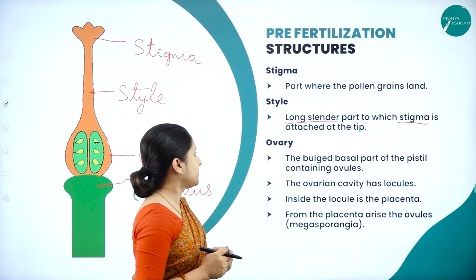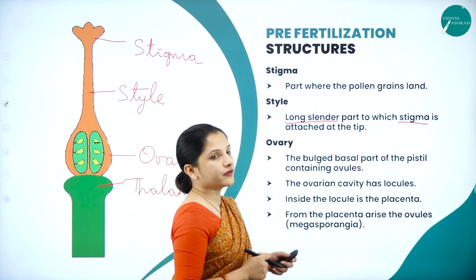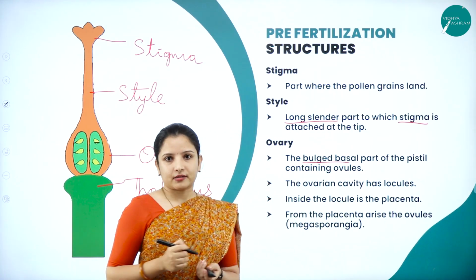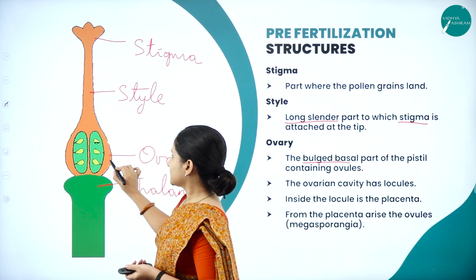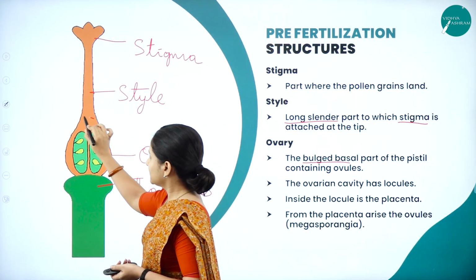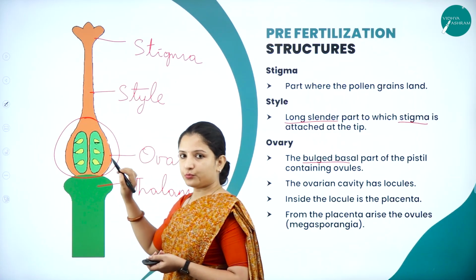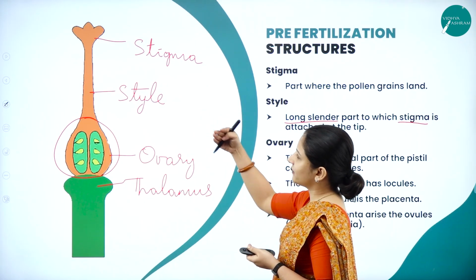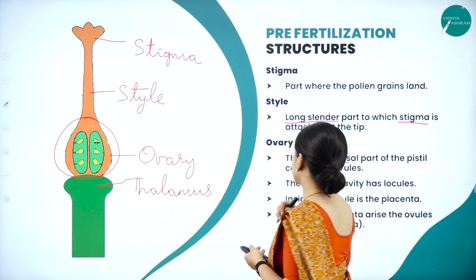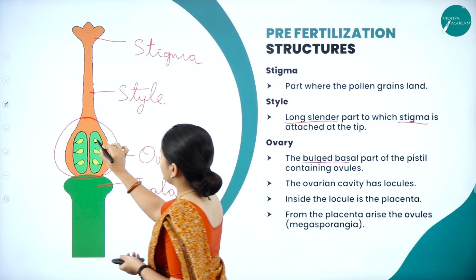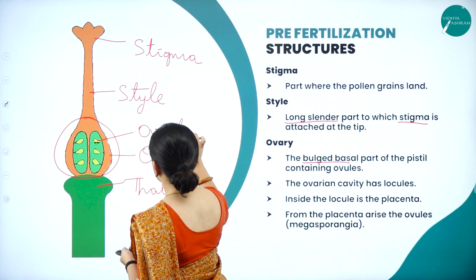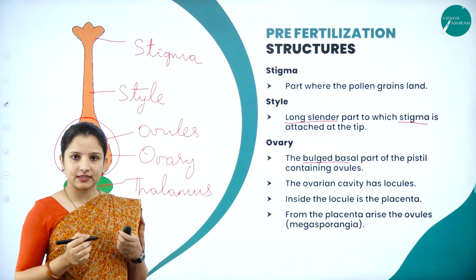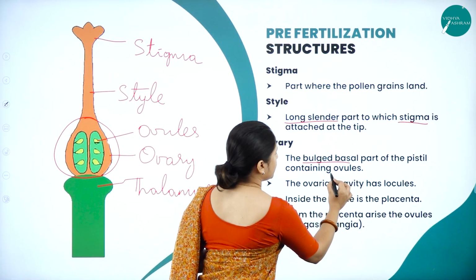So the third important part is the ovary. When you look at the ovary, you can see that it is bulged and it is the basal part. One end of the style is connected to the ovary. The ovary is bulged, somewhat swollen, and it is the basal part because it is present at the base of the style. Inside the ovary, you can see the ovules being present.